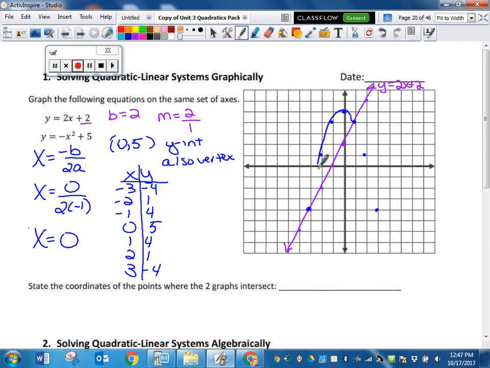Now when we plot this parabola, again, make sure you have arrows on the ends and you put your equation on there.